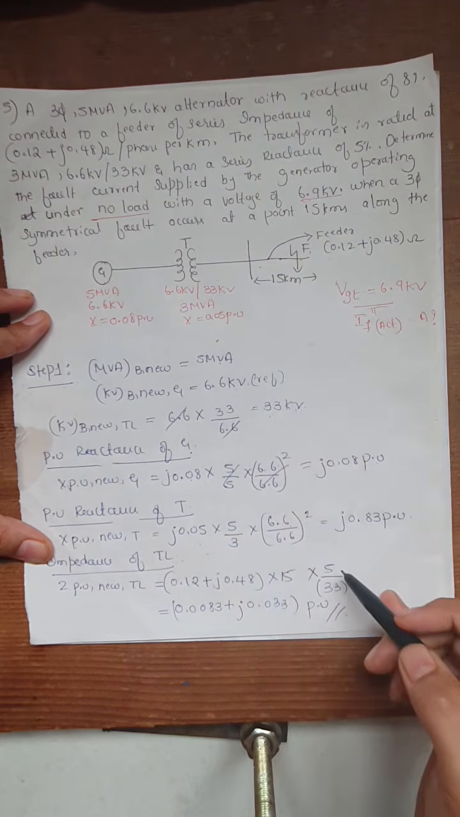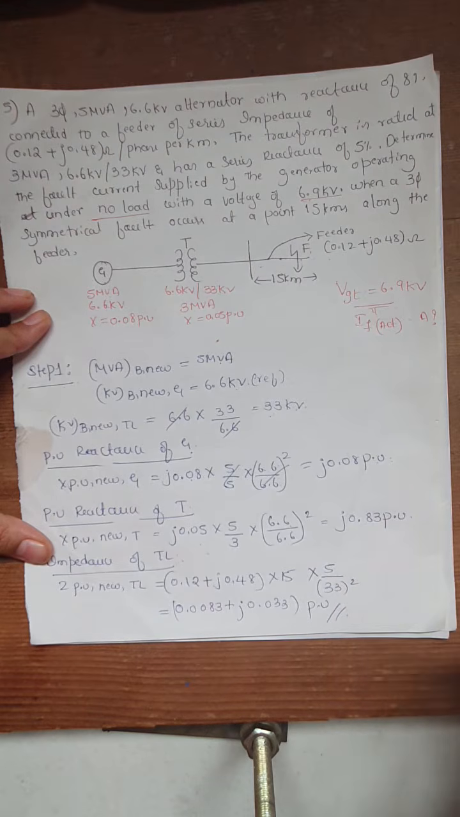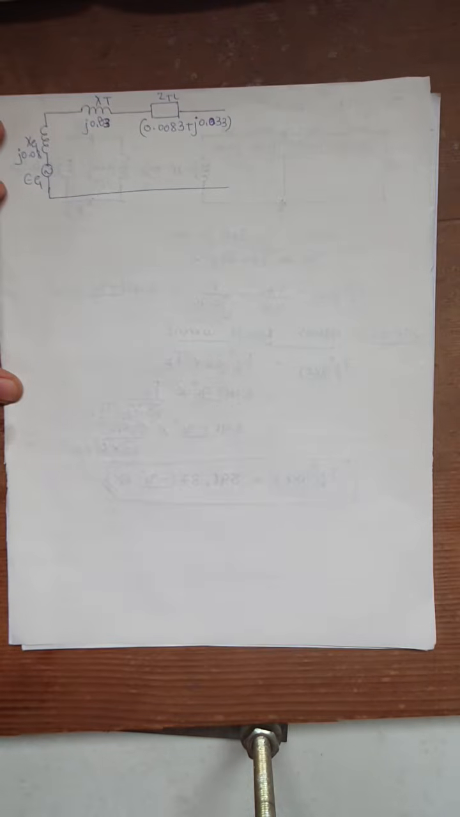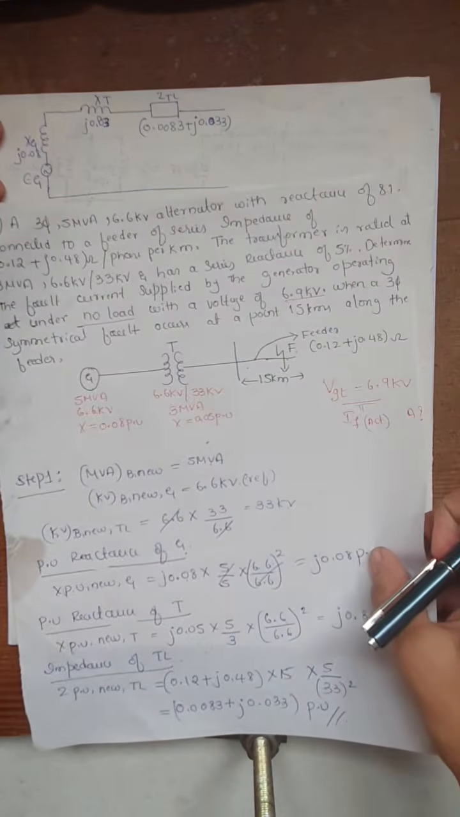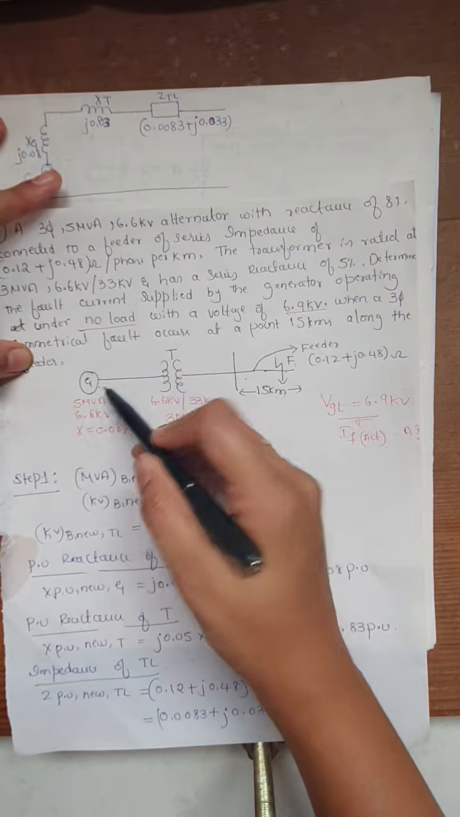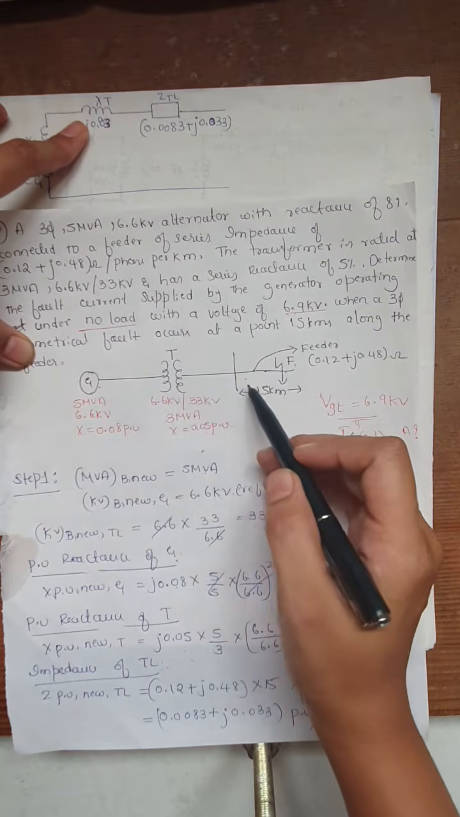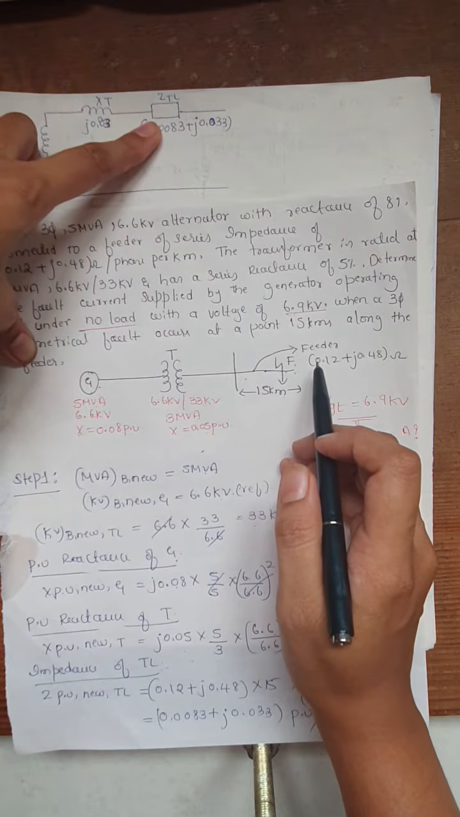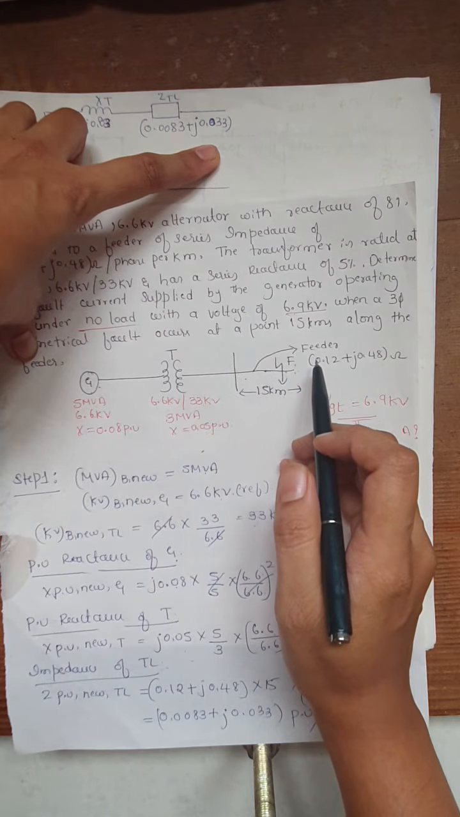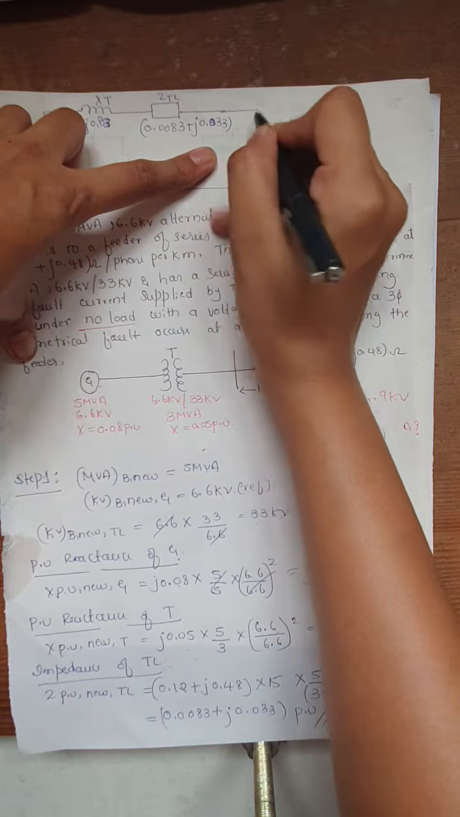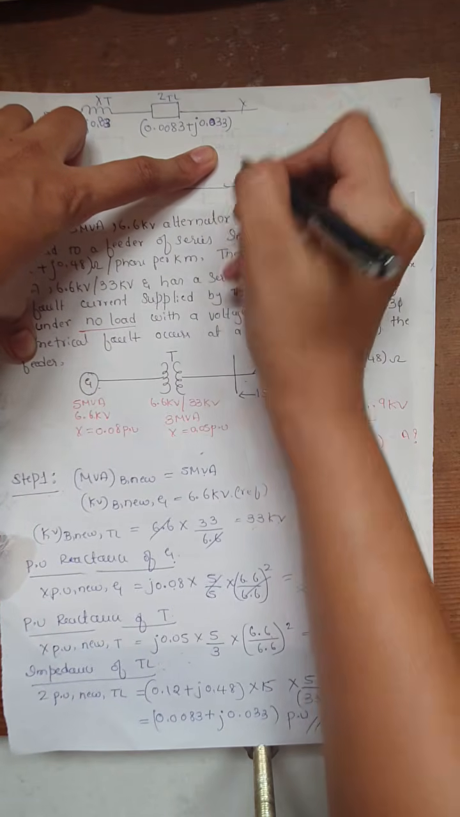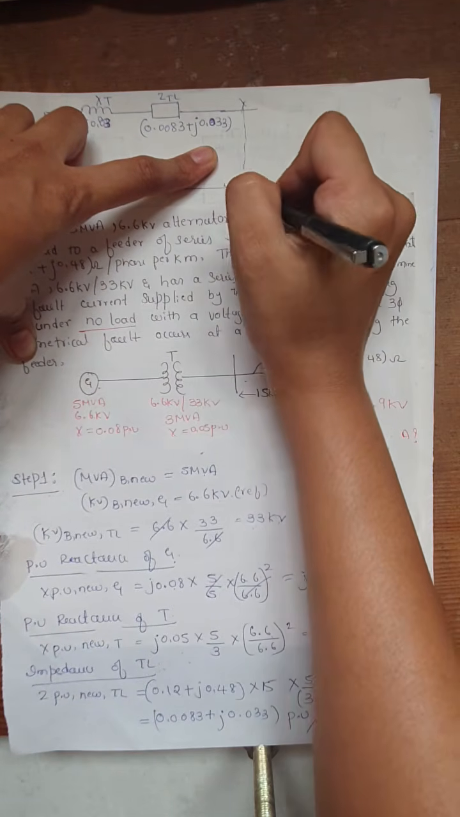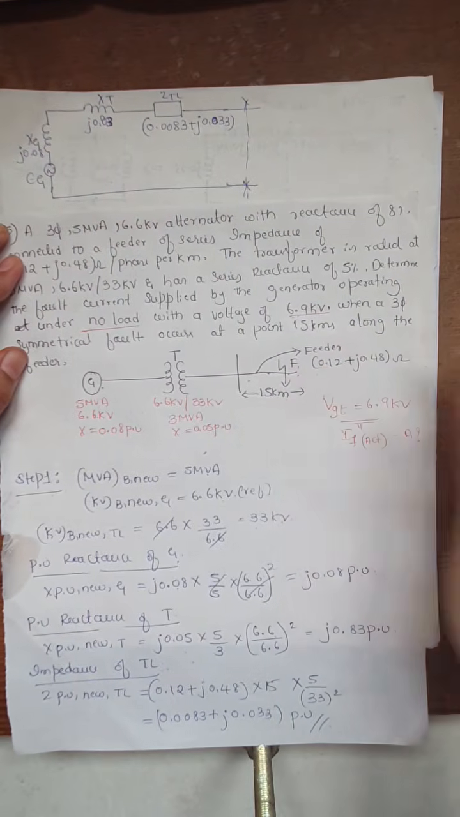The next thing is we need to draw the per unit reactance diagram. I have drawn the reactance diagram from the given one-line diagram. Observe here, this is the generator connected to the transformer, and here is the impedance of the transmission line. Here there is the occurrence of a three-phase fault, which we can represent separately here. Next we are going to proceed with the pre-fault calculation.